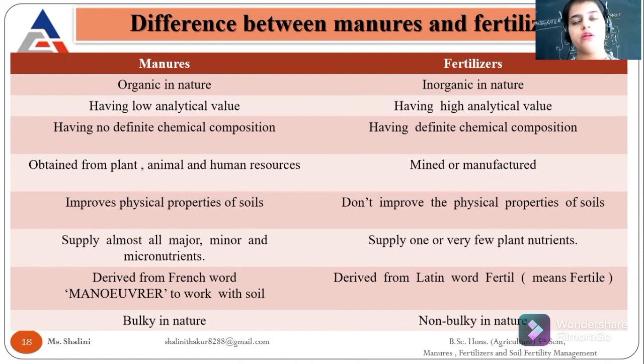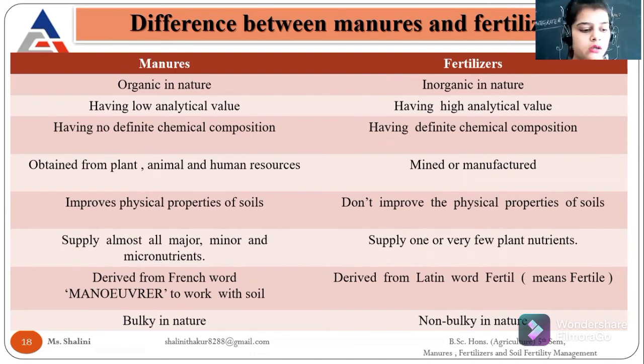Next, manures are obtained from plants, dead and decaying material, or from animal and human resources. But fertilizers are mined, or I can say manufactured. We are manufacturing them. Then manures improve the physical properties of the soil, but fertilizers don't, because many fertilizers leach down into the soil.